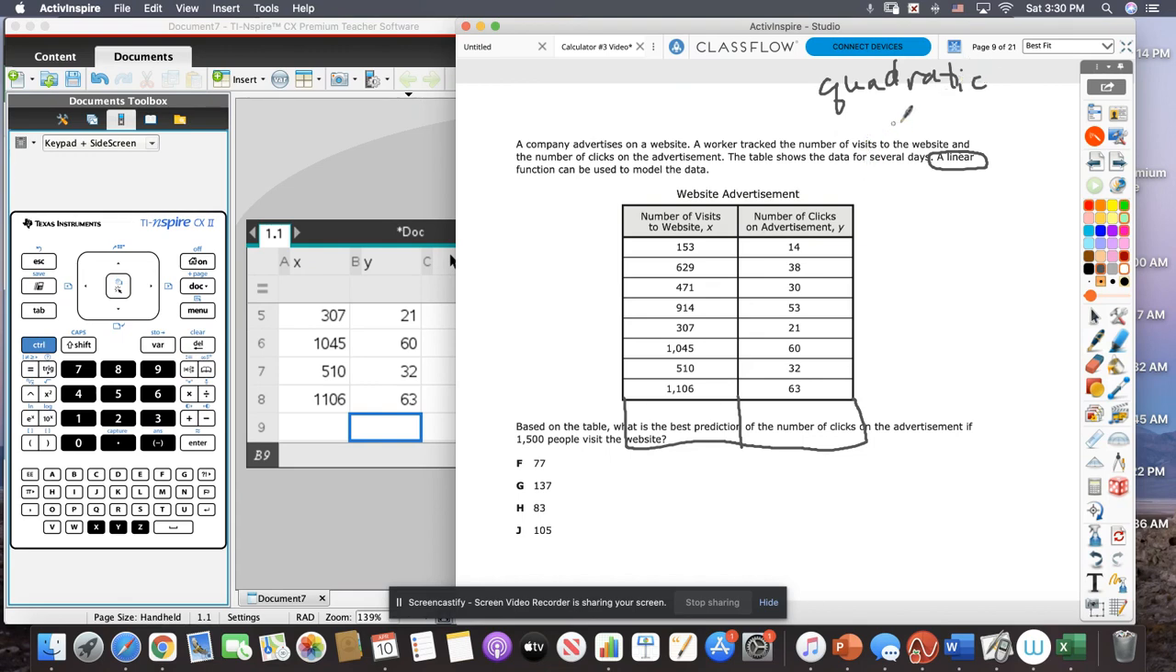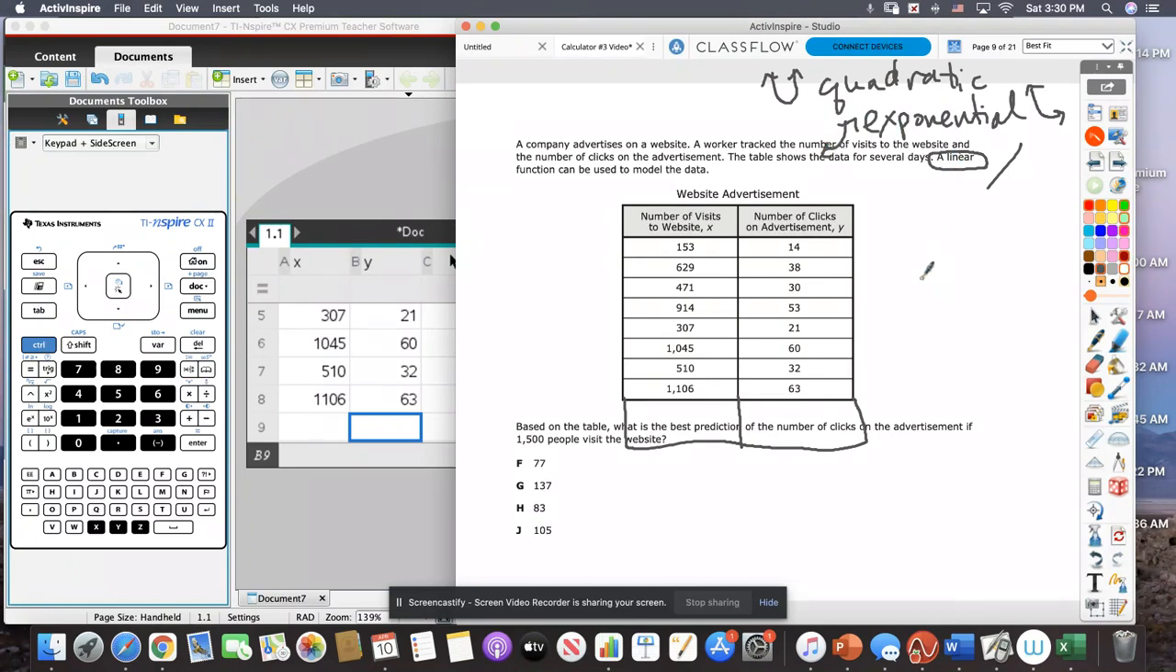Sorry, this pen doesn't work. Or exponential. Okay, it's one of those three: linear, quadratic, exponential. Sometimes it tells you and sometimes it doesn't. So in Algebra 1, we studied all three. Linear is a line, quadratic is that U-shaped curve, and exponential is the growth or decay model.